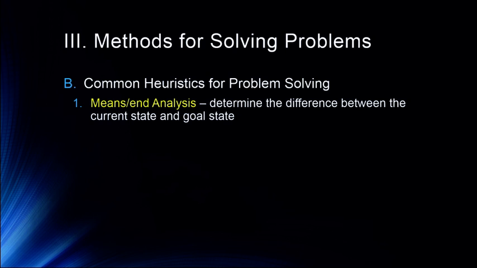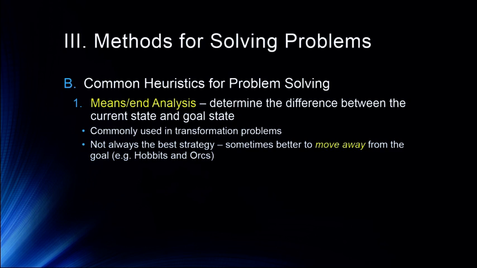Same with your college degree. Where am I now? How far have I got to go? This is commonly used in transformation problems. It is, however, not always the best strategy. So, for example, in the Hobbits and Orcs problem, you have to move away from the goal in order to get to the goal. In fact, that's the fastest strategy.